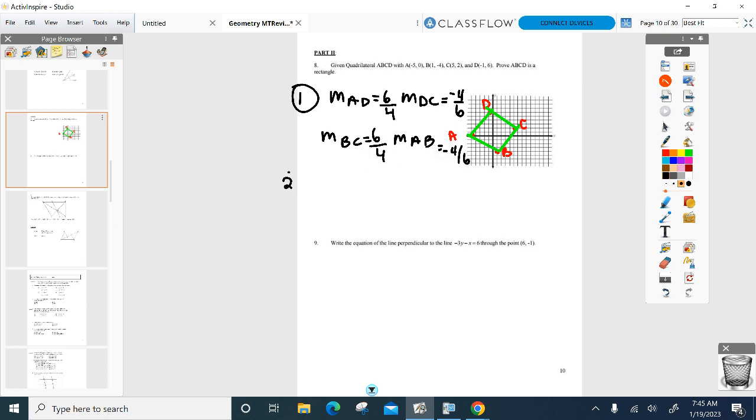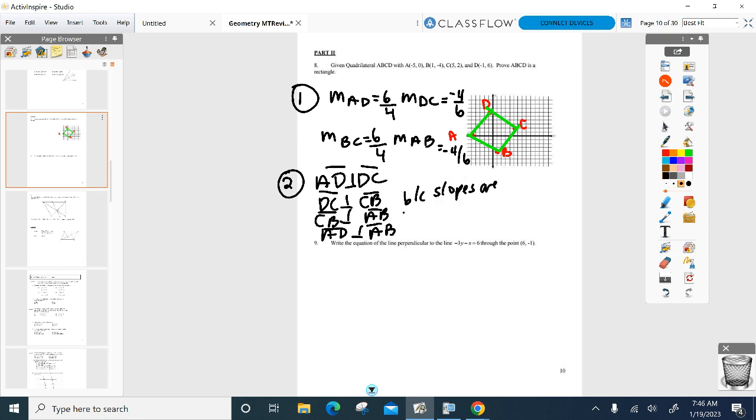All right, now, step 2, what did we just learn here? What do we know about AD and DC? So that means those lines are? Right angles. Well, the line, not the angle yet, but the lines AD and DC are what to each other? Perpendicular. So they're perpendicular. DC perpendicular to CB, and I just keep going around. CB perpendicular to AB. AB perpendicular to AD. Because slopes are negative reciprocals.